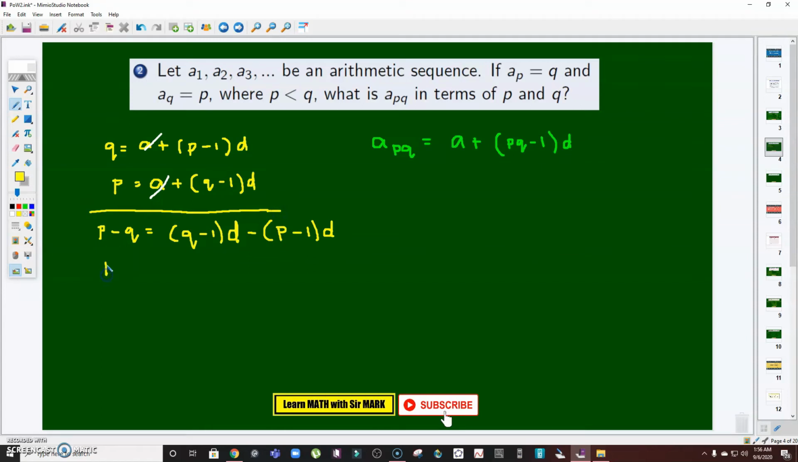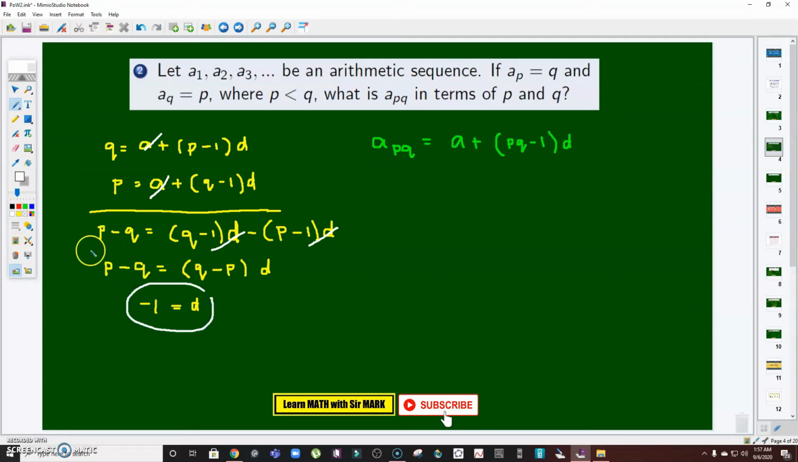See that? Next, what will be left here is this. P minus q equals, take note, this one is negative d, and this one is negative d, so it becomes positive d. So the 1's will cancel, and what will be left on the right side of my equation is q minus p times the common difference. If I factor out negative 1, it becomes negative q and positive p. So dividing, we're going to have d equals negative 1.